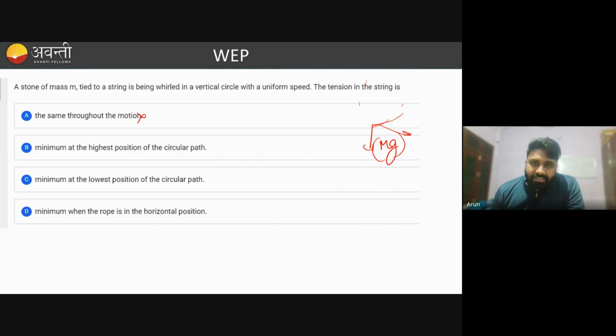Although we have discussed that the tension could be minimum at the highest position of the circular path, because at the highest point the tension will be in the same direction as the weight, the magnitude of the weight force will also be in the same direction. So it has the minimum value at the highest point. So option B is the correct option.